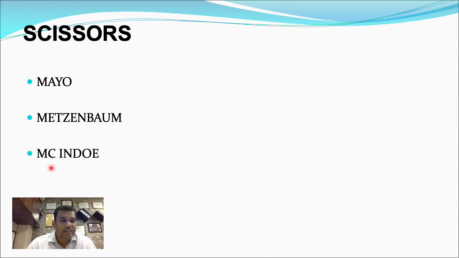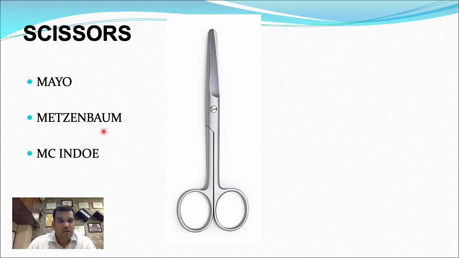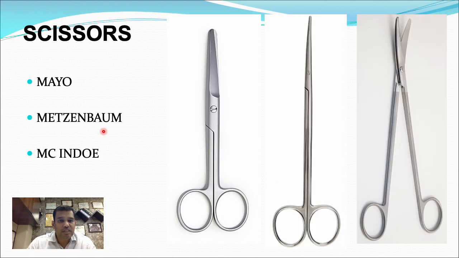Next is scissors. There are various types of scissors. I'll discuss only the three types most commonly used. One is Mayo scissors, next is Metzenbaum scissors, and third is the Makendo scissors. Mayo scissors and Metzenbaum scissors are the ones commonly seen in an OT. So this is Mayo scissors, this is Metzenbaum scissors, and this is Makendo scissors.